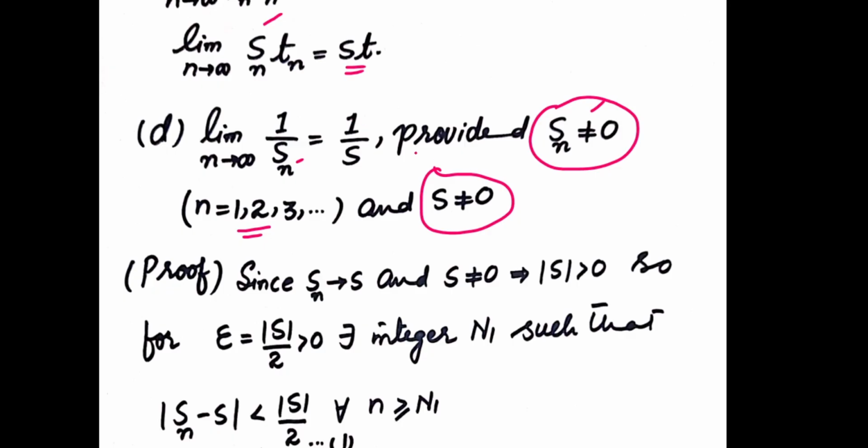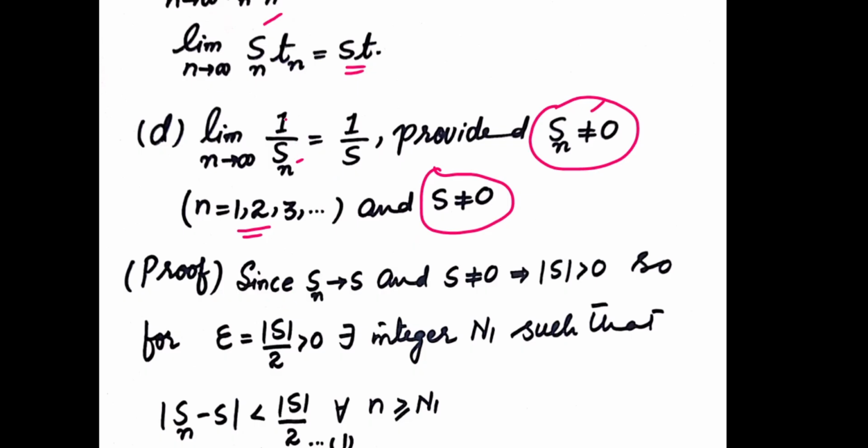This also tells us that whenever all the terms in your sequence are non-zero, it is not possible that its limit becomes 0. Then its limit will also be non-zero. In simple words, the limit of a non-zero sequence is also non-zero.